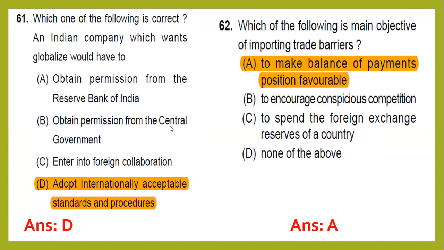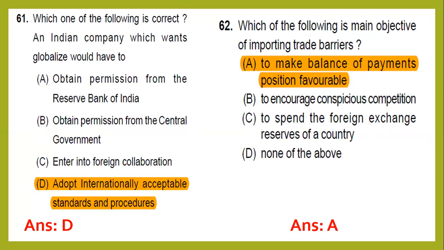Now the 61st question. Which one of the following is correct? An Indian company which wants to globalize would have to adopt internationally acceptable standards and procedures. That means any Indian company that wants to globalize has to follow the internationally acceptable standards and procedures in the world. Whatever is followed there, the same thing you have to follow here. Only then can an Indian company become a global company. So the correct answer is D.